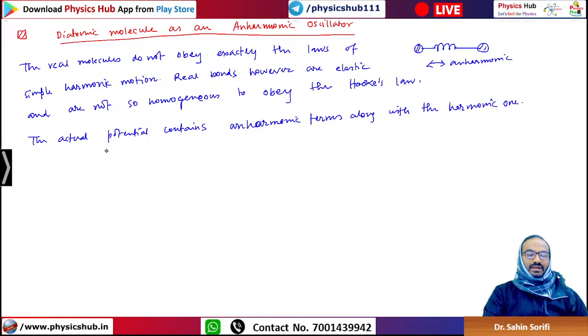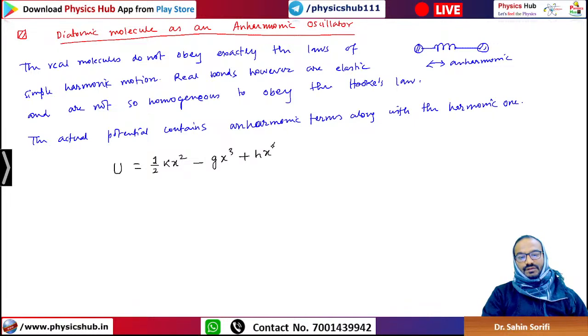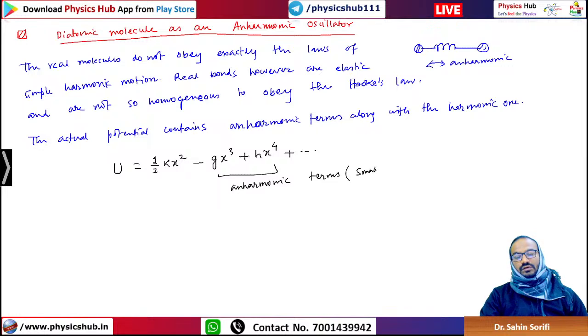So previously what we had was this potential, half kx square. If this was the only thing, then we could say that it is purely harmonic. Now there are some anharmonic terms like minus gx cube plus hx to the power 4 plus some other terms. So these are your anharmonic terms. But these terms are small as compared to the harmonic term.